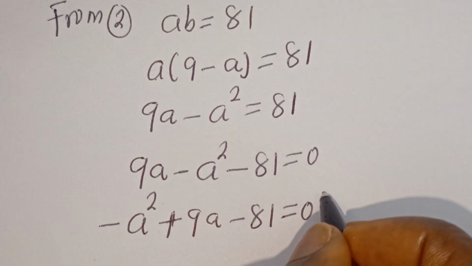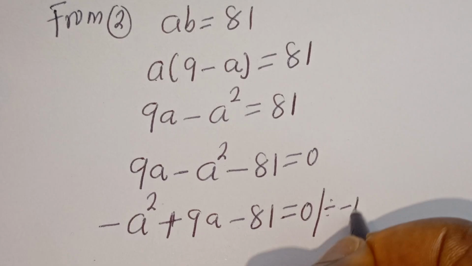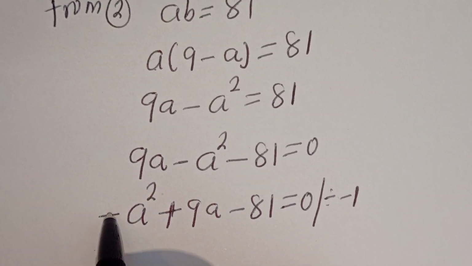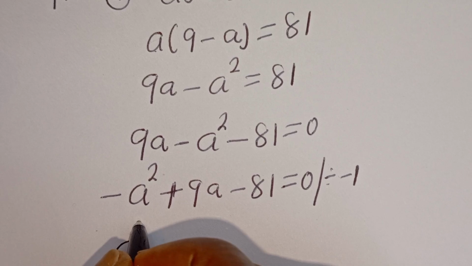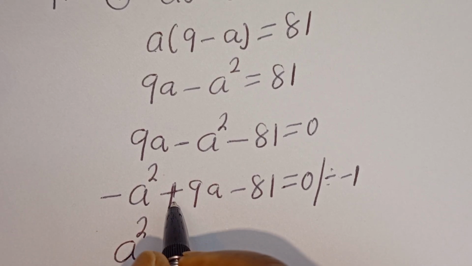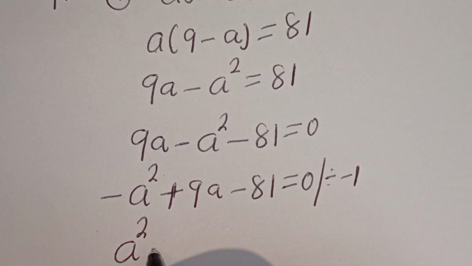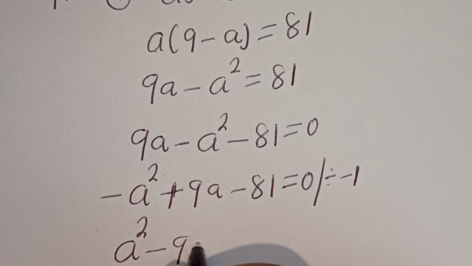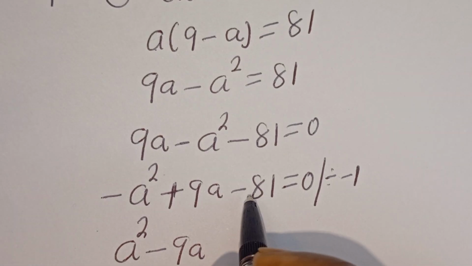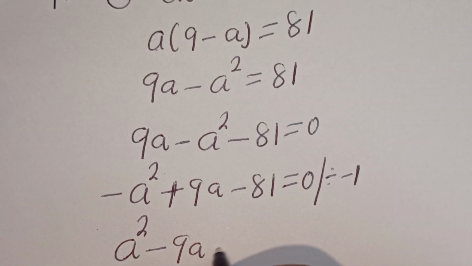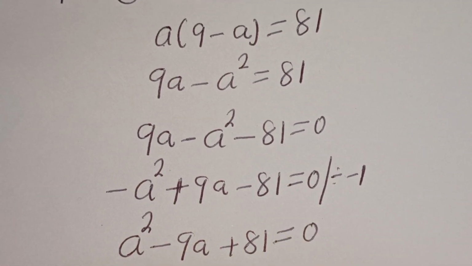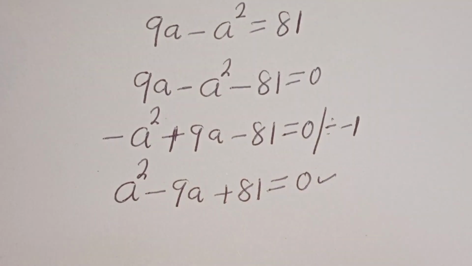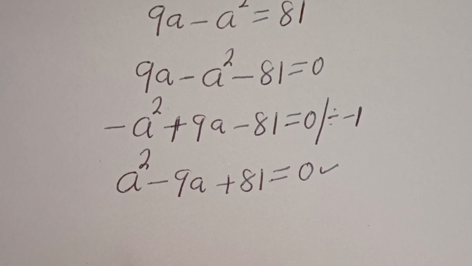Then we can divide all through by minus 1. If you divide minus a squared by minus 1, we have a squared. If you divide plus 9a by minus 1, we have minus 9a. And if you divide minus 81 by minus 1, we have plus 81 is equal to 0. This is a quadratic equation which can be solved using the quadratic general formula.